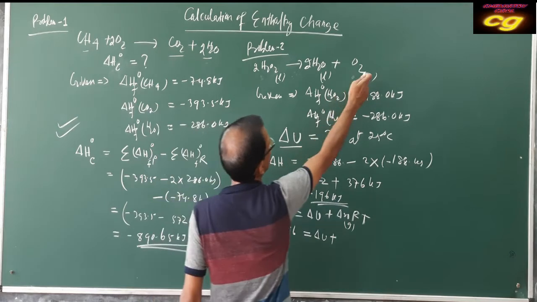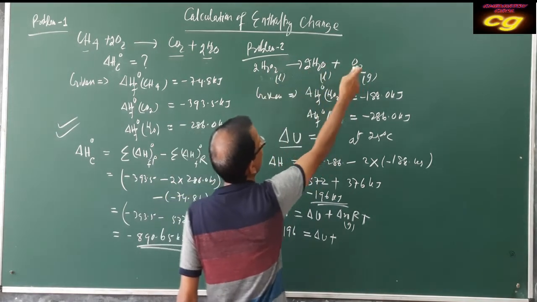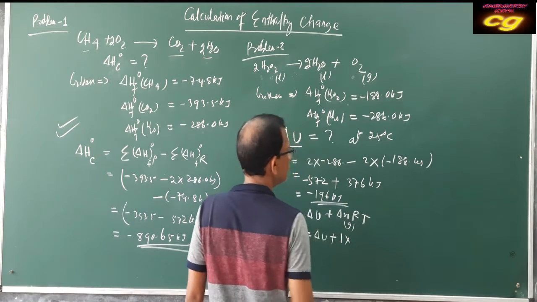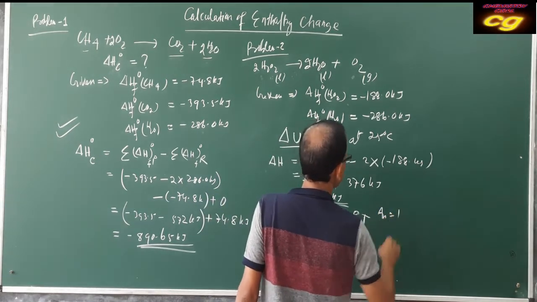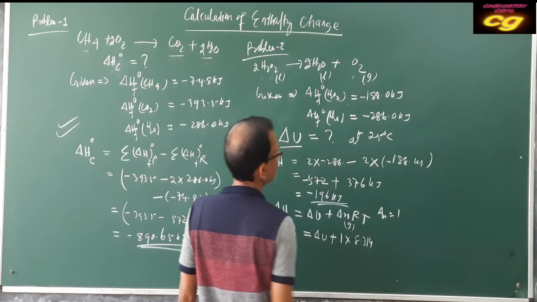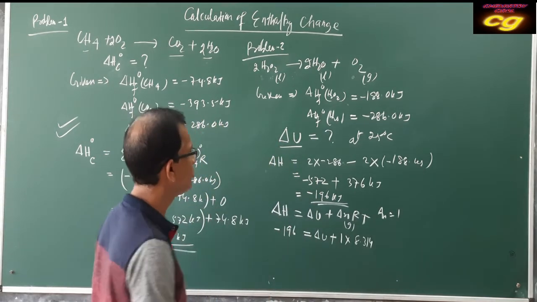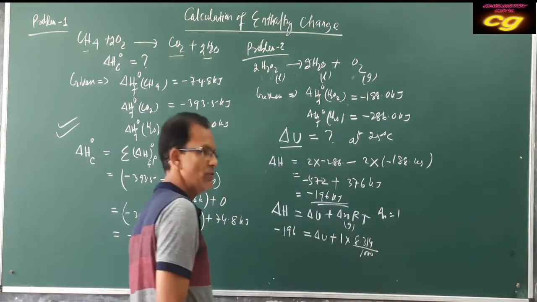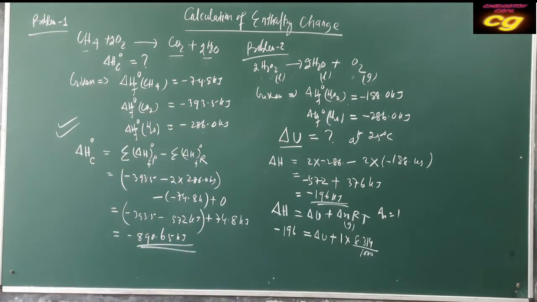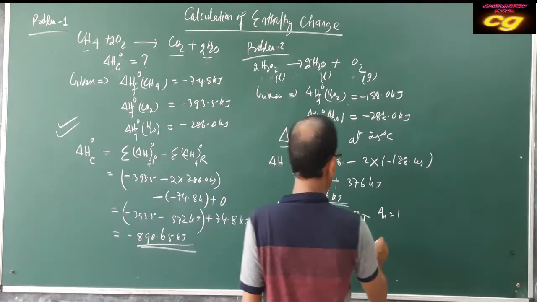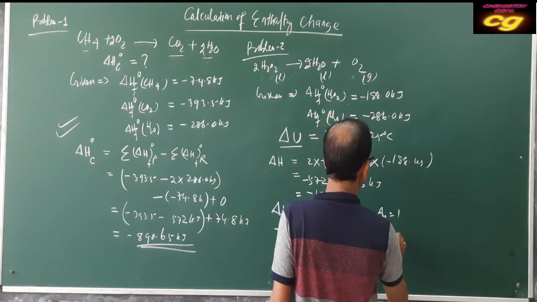Here the gas is only oxygen, the rest is liquid. So 1 minus 0, that is 1. Delta n is 1. The R value is 8.314 joule. Because the enthalpy is given in kilojoule, you have to divide by 1000. So, into R into T. Here T is 290.